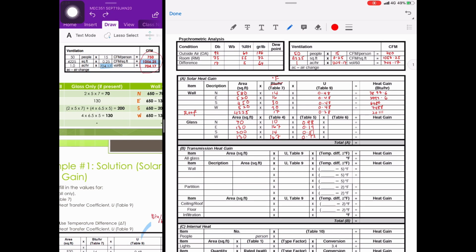Now we are going to make adjustment to the solar heat gain for glass, since for south we have doors and windows, so we are going to separate the estimation for doors and windows. Now we are going to transfer all the values that we obtained from table 6.